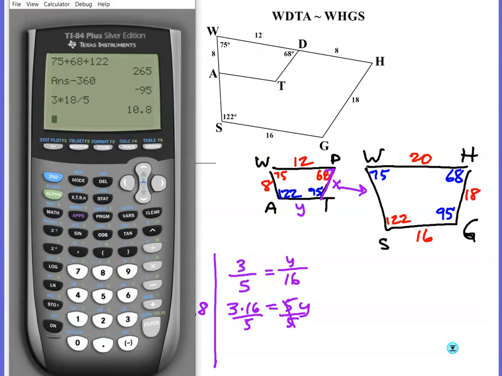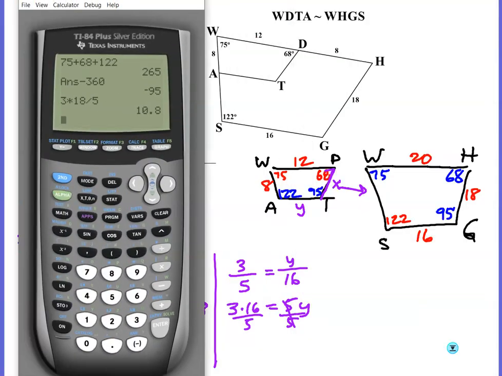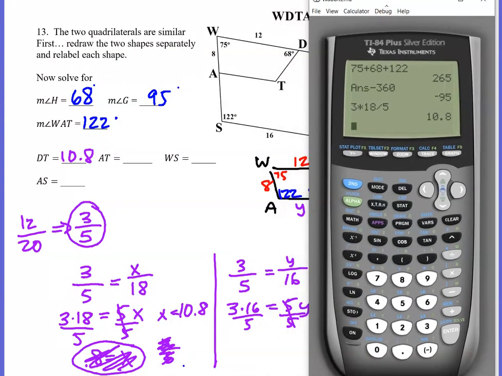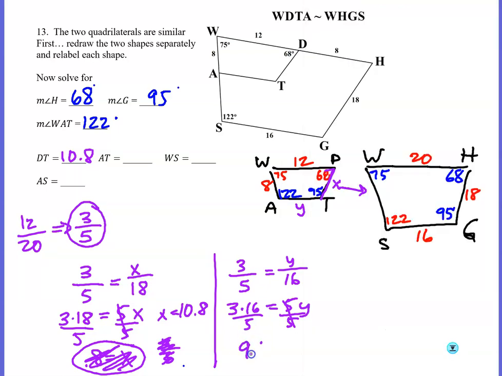So here comes that calculator again. I'll show you guys so you can see it. I'm going to do 3 times 16, and then divide by 5. Because the decimal is not so bad, I would just use the decimal, 9.6. So go for it, use those calculators. Remember, this was AT. So AT is 9.6.